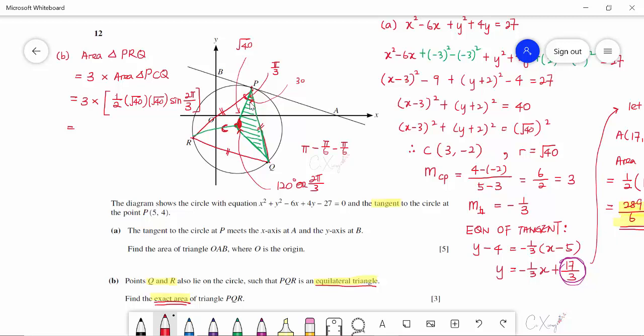So you are having half. Look at this triangle again. It will be half times R and R, and then sine theta. The theta at the center here is 120, which is sine 2 pi over 3. So I rephrase everything: I have half times square root 40 times square root 40, which gives 40. Sine 60 degrees gives square root 3 over 2, or sine 120 also has the same value, square root 3 over 2. If you simplify it and keep it in surd form, you will have 30 square root 3 as our answer. So this is how we get the area of the equilateral triangle PRQ in part B.